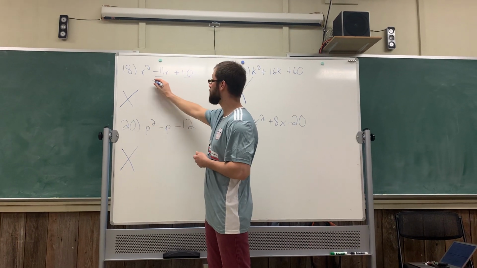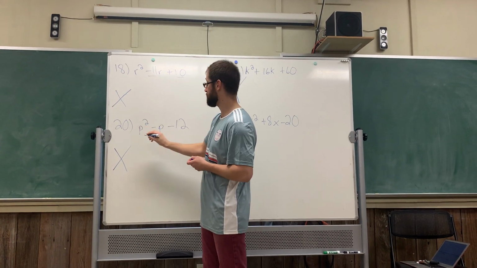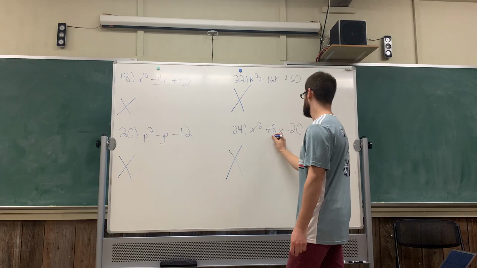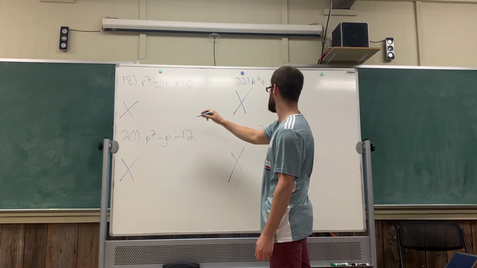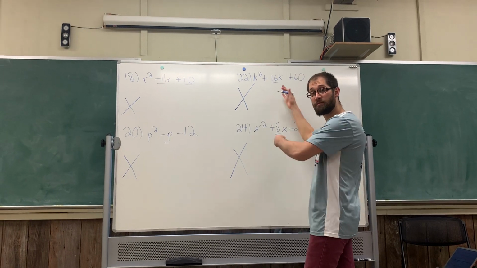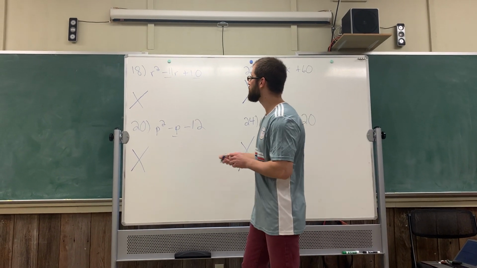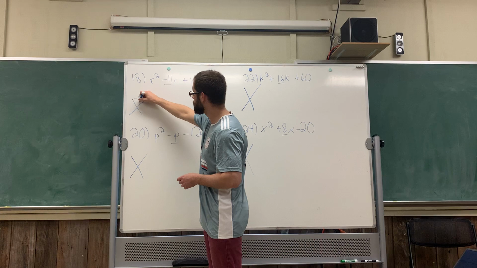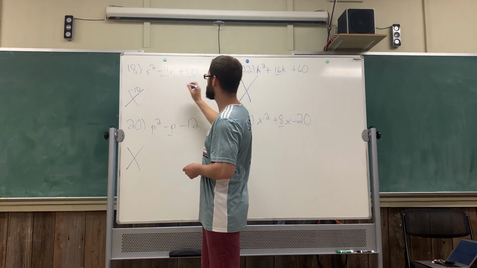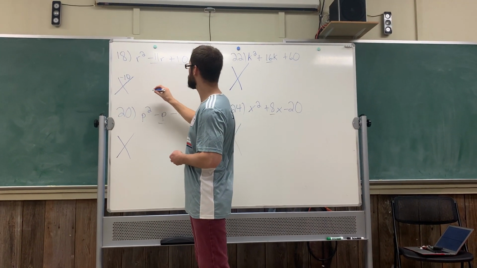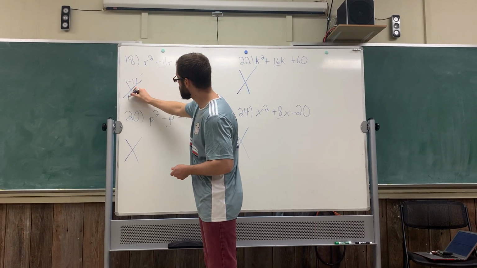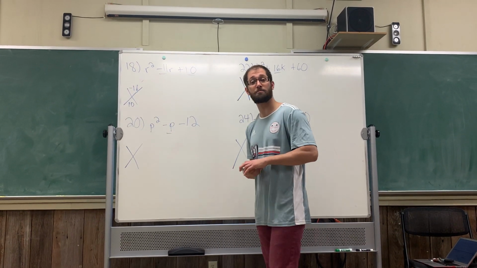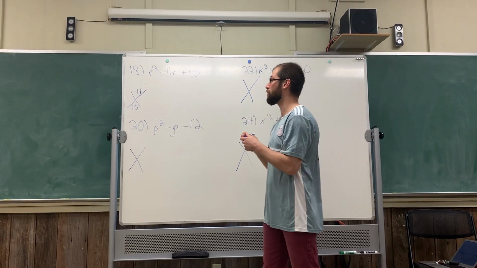B, the number in front of the R, P, K, or X, the variable to the first power, and that goes on top. And then C, the last number, goes in the back. On these problems, these are the really easy ones.